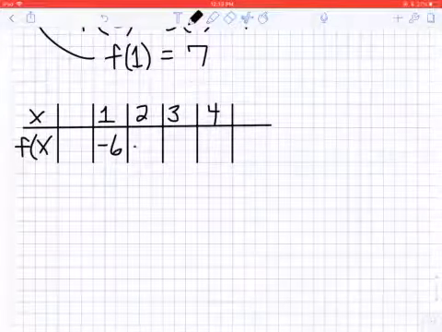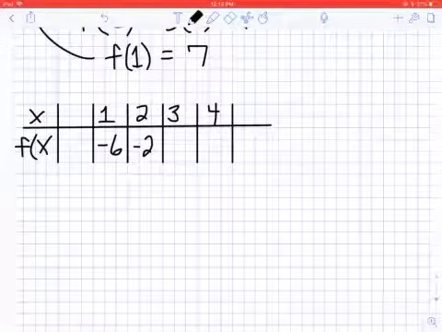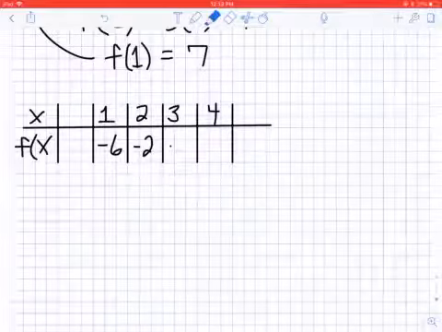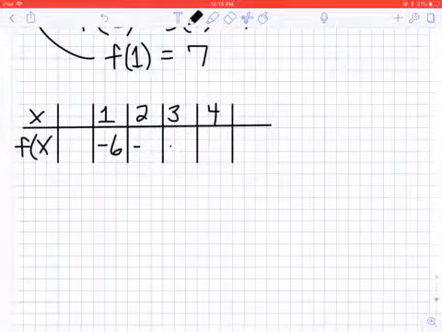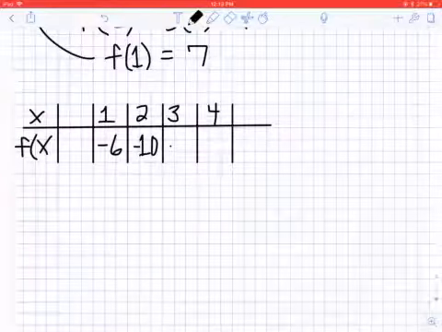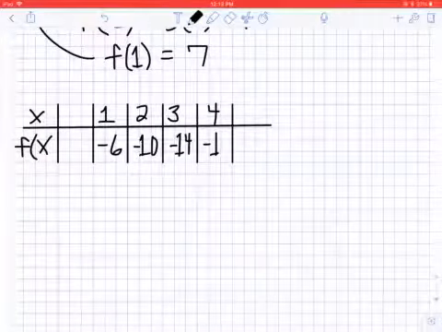This time I'm going to start at negative 6. I'm going to go down to negative 2. Actually, I'm not going down to negative 2, I should be going up here. I'm going to go to negative 10, negative 14, negative 18. There's a reason why I'm doing this.